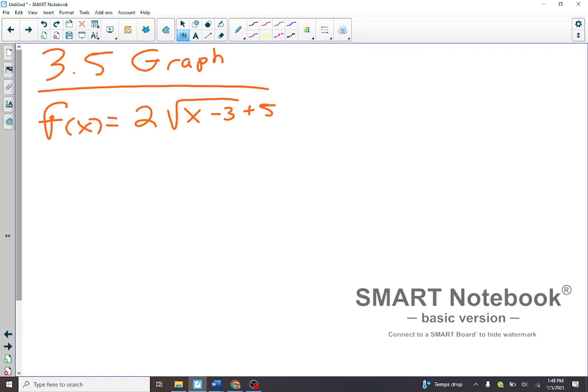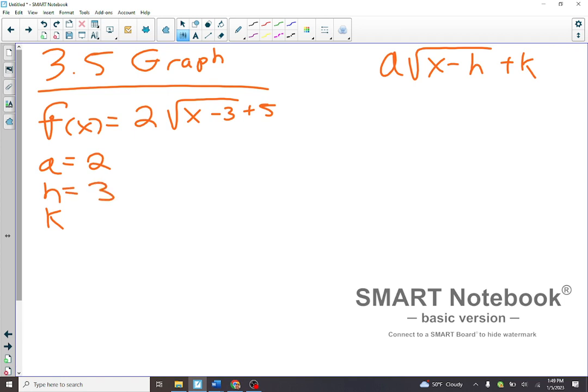For this one, the first thing I'm going to ask you on the question is to please describe the transformations. To help describe the transformations, I'm going to identify my A, my H, and my K. It is A square root of x minus h plus k. That's the generic version of it. So my A value in this case is 2. My H value is going to be positive 3. Very important. You're going to flip the sign, because if it's negative H here, I must have put in a positive 3 in order to be staying negative 3.